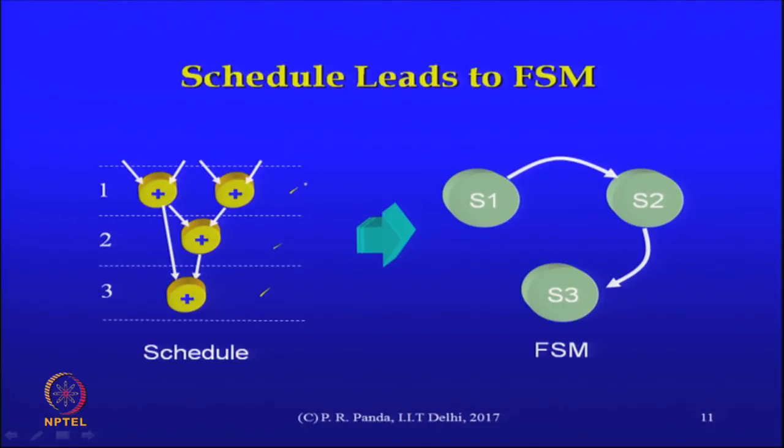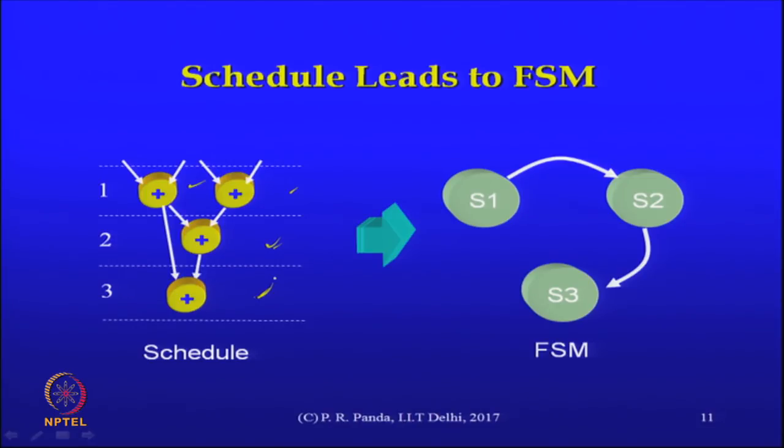So, we have this information that in the first clock cycle, so I need only 3 clock cycles to implement my design. In the first clock cycle I should enable these 2 operations, in the second clock cycle I will enable that operation, and in the third clock cycle I will enable this operation. This is essentially an important piece of information from which the FSM can be composed.